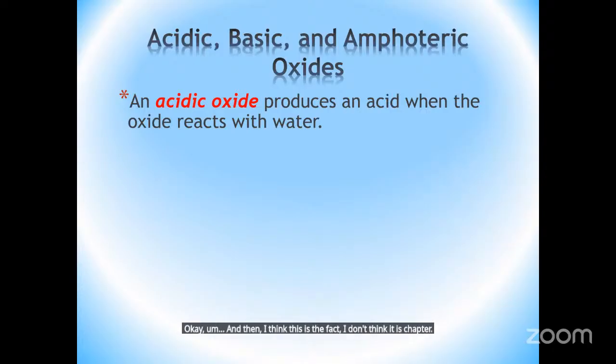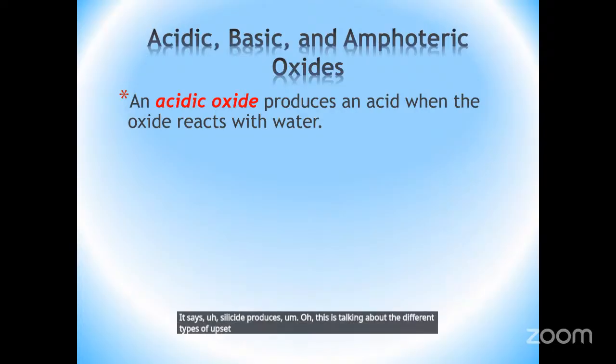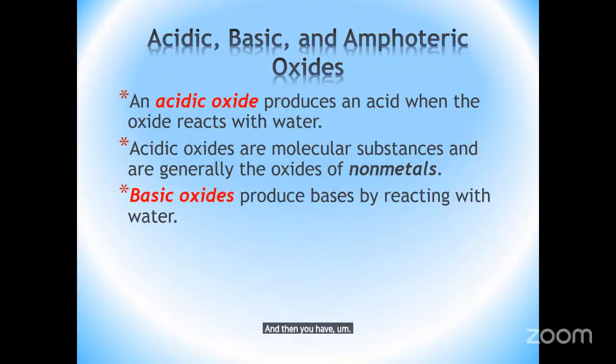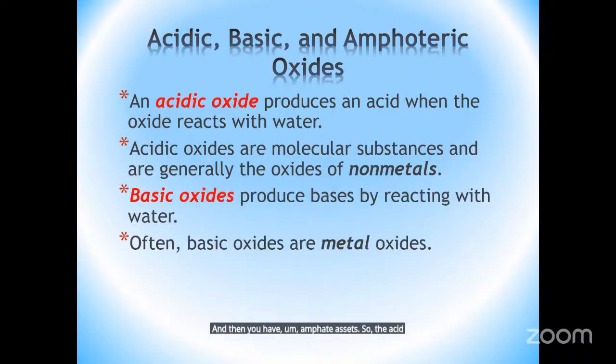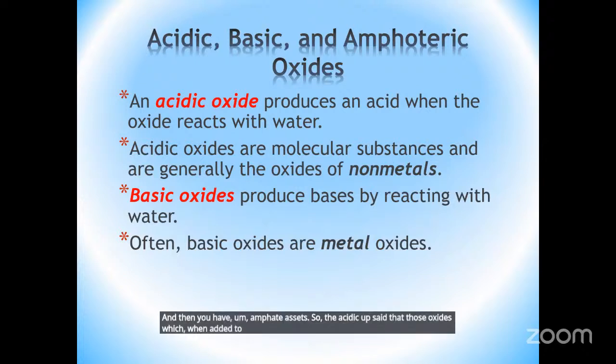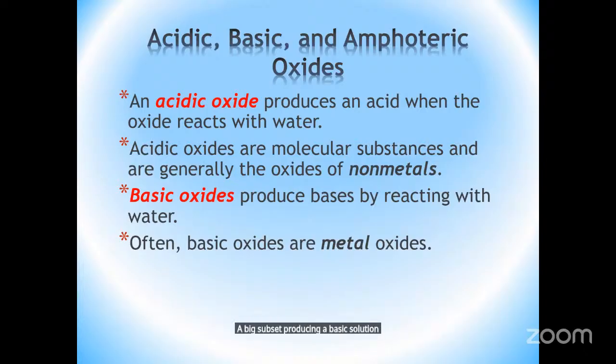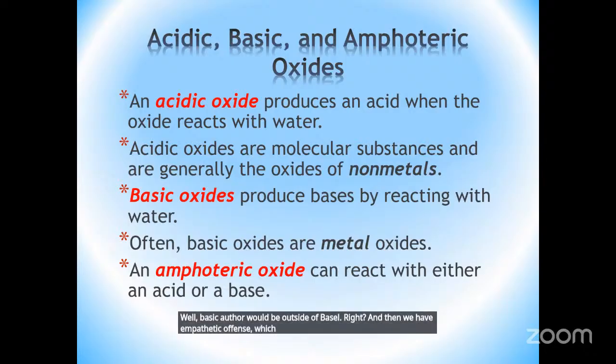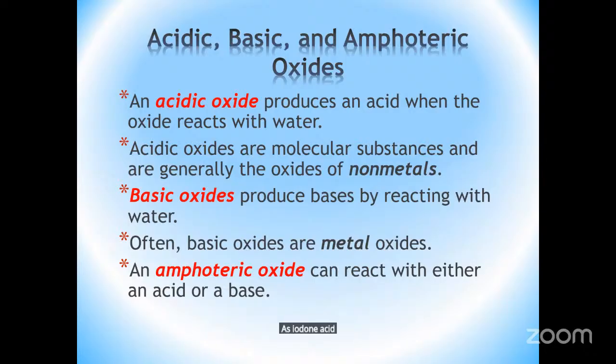It says that acidic oxide produces... this is talking about the different types of oxides. You have acidic oxides, you have basic oxides, and then you have amphoteric oxides. So the acidic oxides are those oxides which, when added to water, produce an acidic solution. A basic oxide produces a basic solution when added to water, right? Now, generally, what you'll find is that acidic oxides will be oxides of nonmetals, while basic oxides will be oxides of metals, right? And then we have amphoteric oxides, which can behave as either an acid or a base, depending on what they react with.